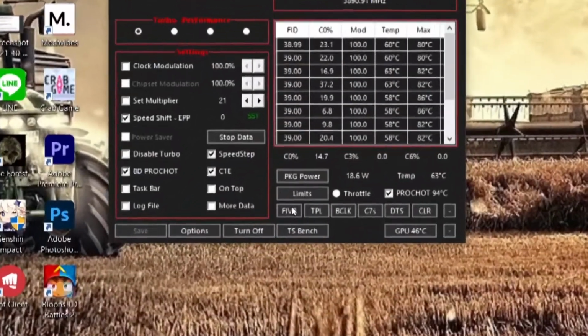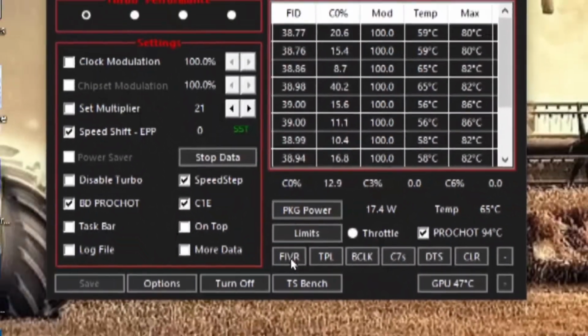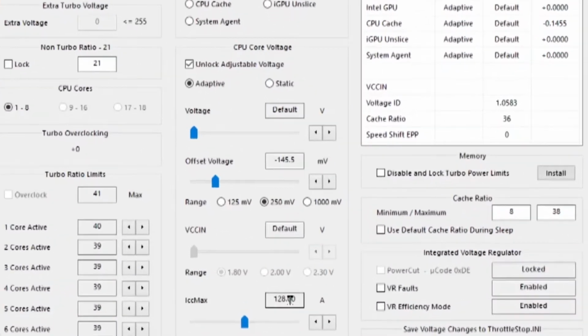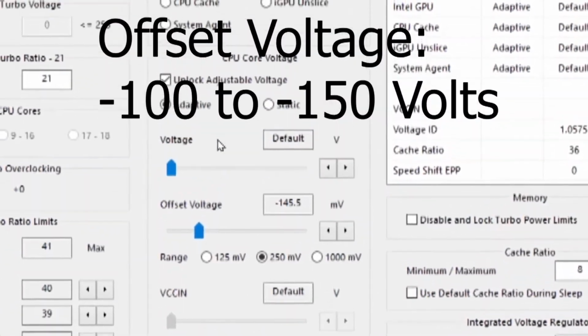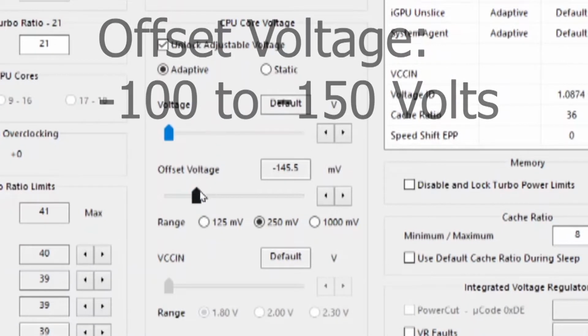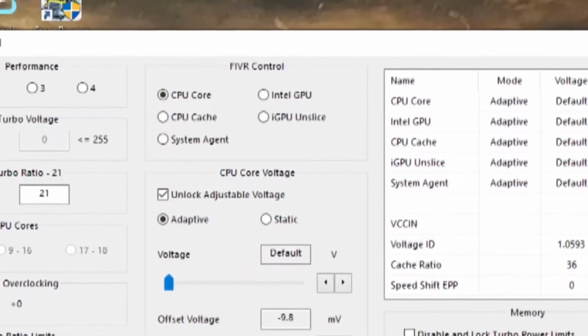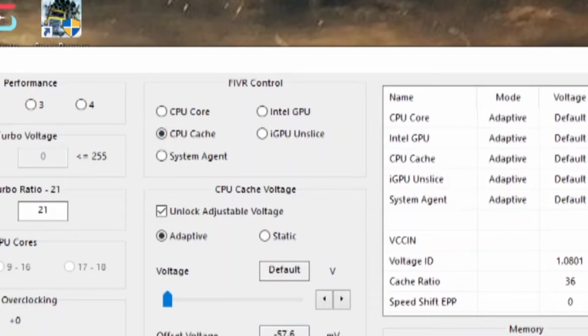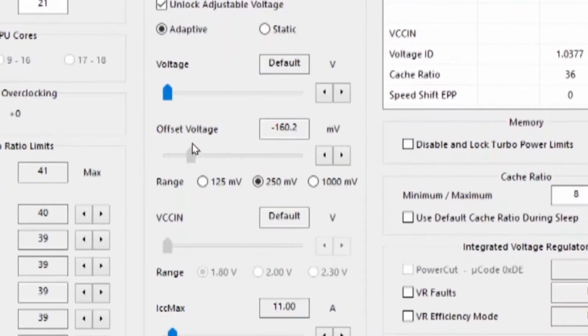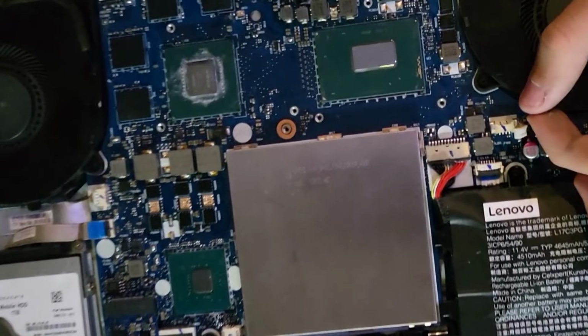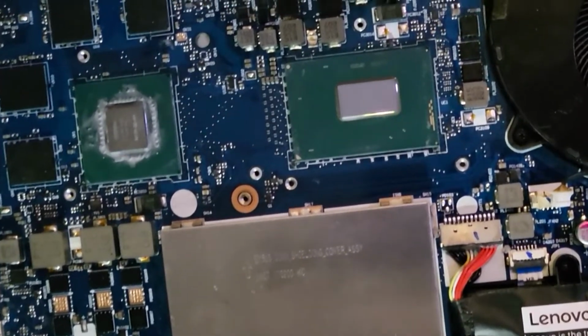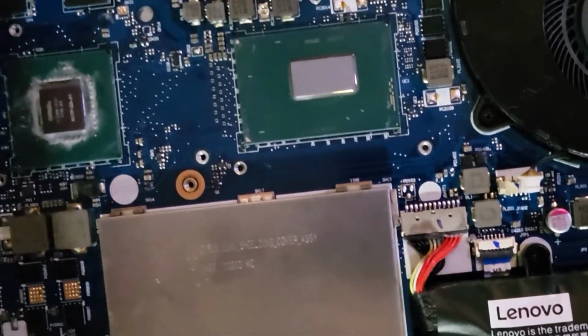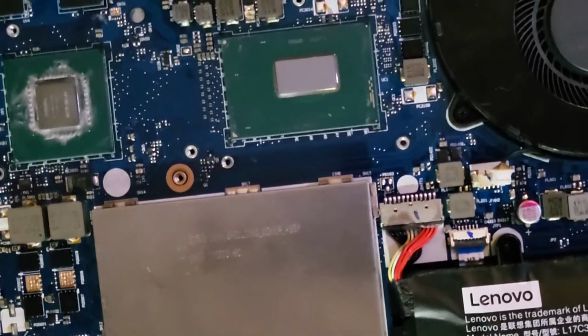To undervolt the CPU, click the FIVR option and set the offset voltage to negative 100 to 150 millivolts depending on the capability of your laptop's undervolt tolerance. Afterward, click the CPU cache option and offset it to negative 100 to negative 150 millivolts. Make sure to research your laptop specs to set the offset voltage with the correct setting. Offsetting the voltage too much will harm your laptop internals, as it would cause your laptop to crash and reboot longer, potentially corrupting some operating system files.